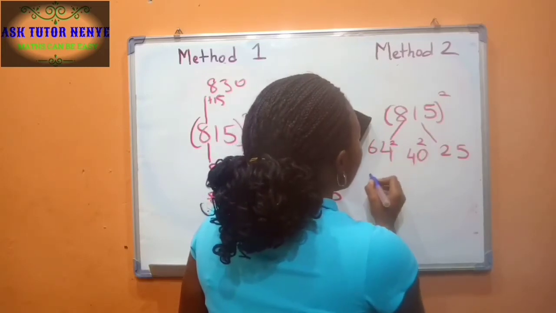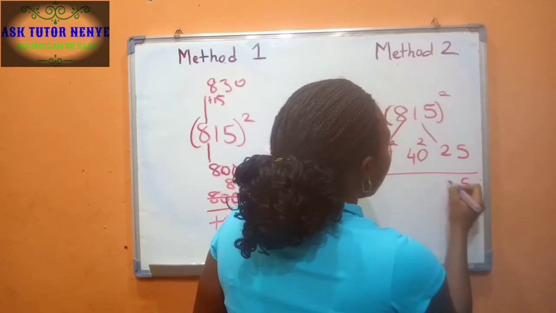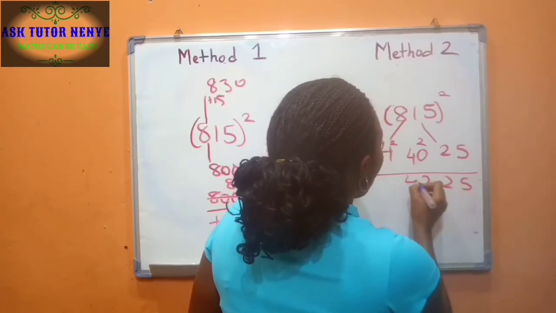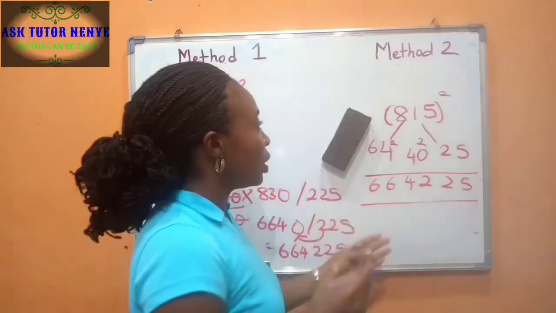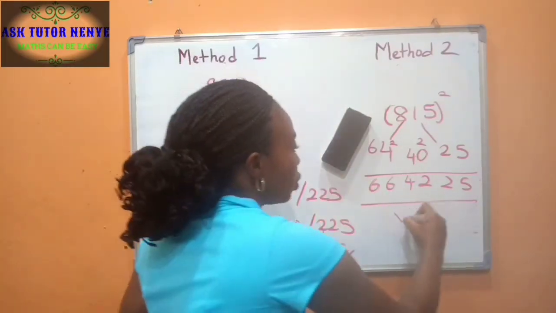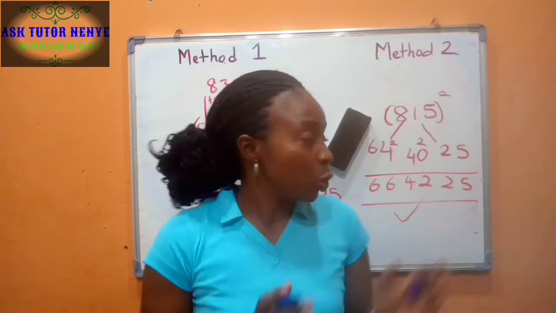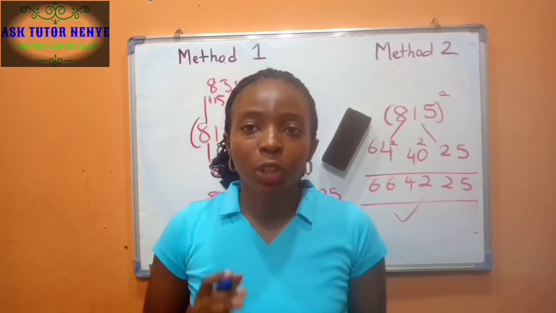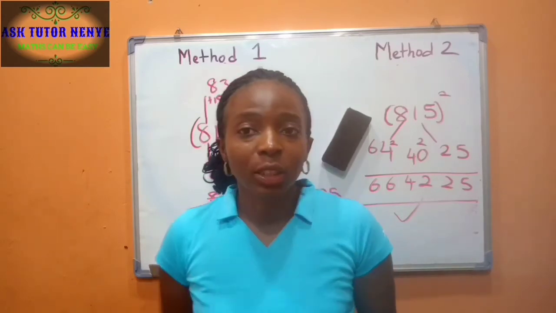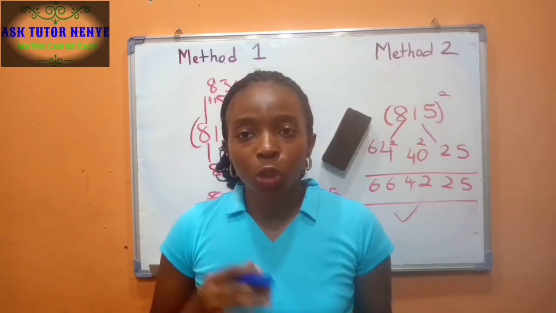When we do that, we are going to add it up. In adding it up, we are going to have 5 2 2 4 6 6. So this is what we have. You can see that we got the same answer. So any method can be used for all of them. It works for both 1 to 100 and 100 to 1000. So that is it for finding the square of numbers between 1 to 1000.